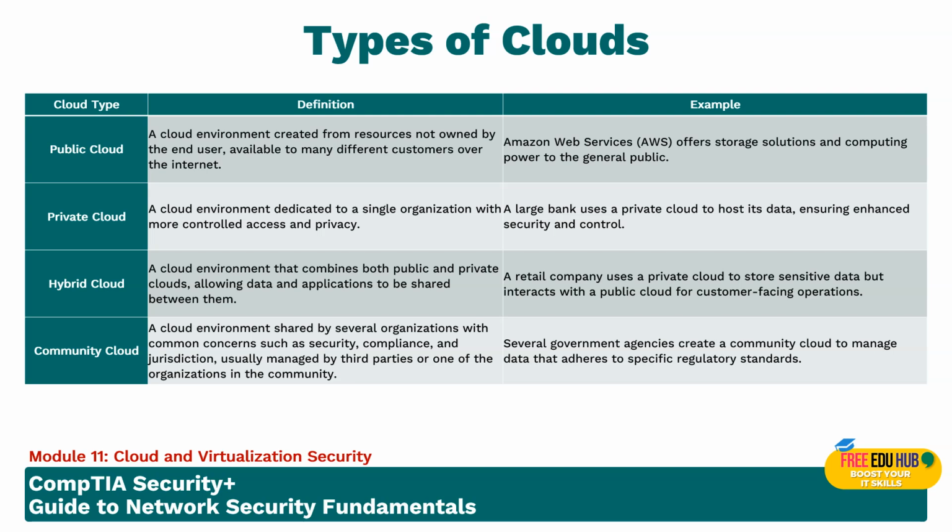Then we have a private cloud. A private cloud is a cloud environment dedicated to a single organization with more controlled access and privacy. So unlike the public clouds, a private cloud is used exclusively by a single organization. It can be hosted on premises, and while it is often managed and maintained by the organization itself, it can also be off-premises and managed by third-party companies as well.